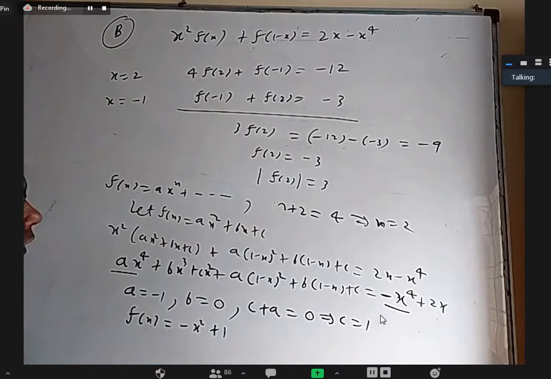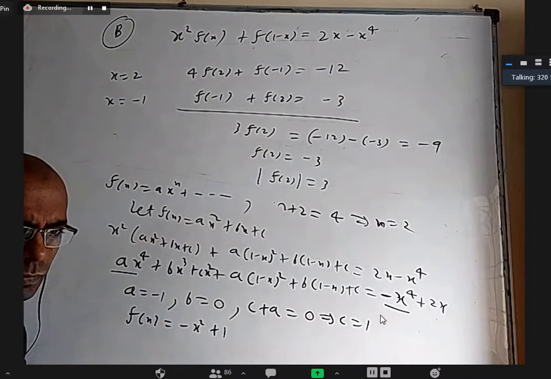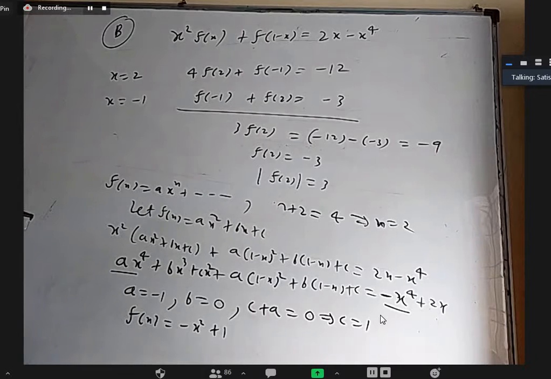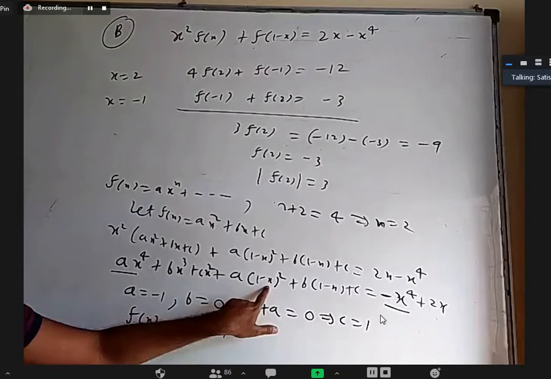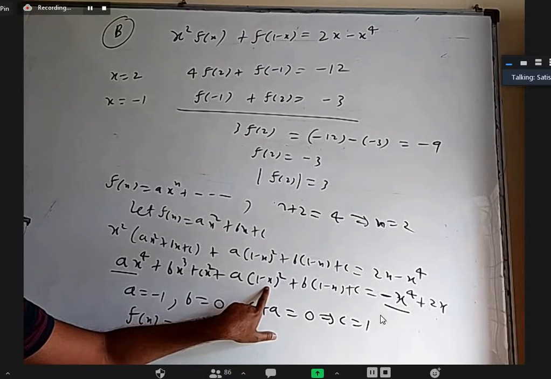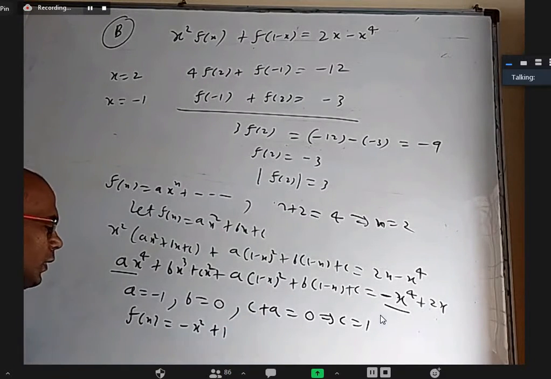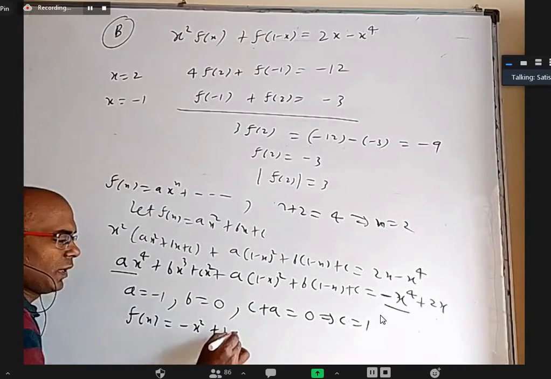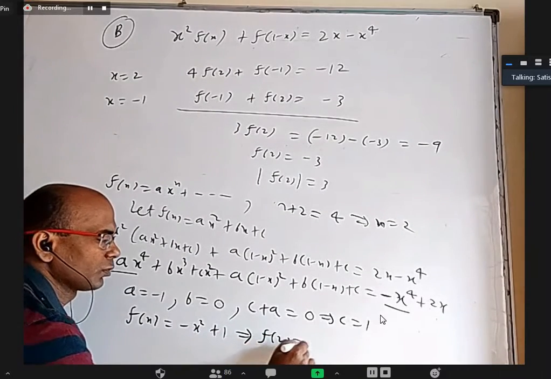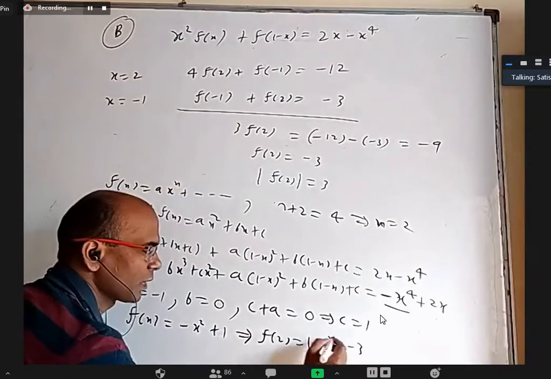This became easy. Sir, it should be C minus A, no, sir. C minus A. No, when you expand this, x square coefficient is plus 1, not minus 1. Yes, sir. So we got f of x is 1 minus x square. So now if we want f of 2, 1 minus 2 square, which is minus 3.